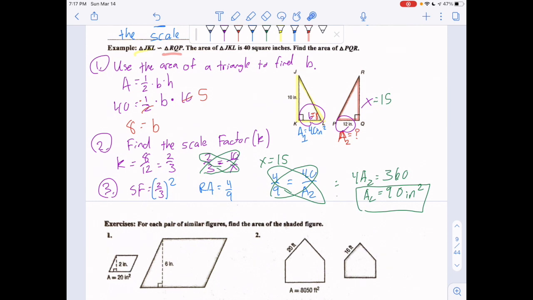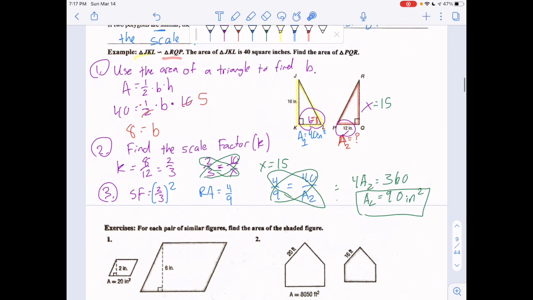So again, a couple ways you could have done it. The new way we're learning here is once you find the scale factor, you can just square it, right? Find the scale factor, you square it. Now you have the ratio of your areas. Then you can set that into a proportion. So now when you're dealing with area, 4 over 9, this is 40, you solve for A2.